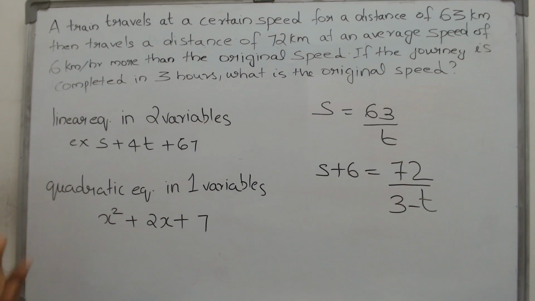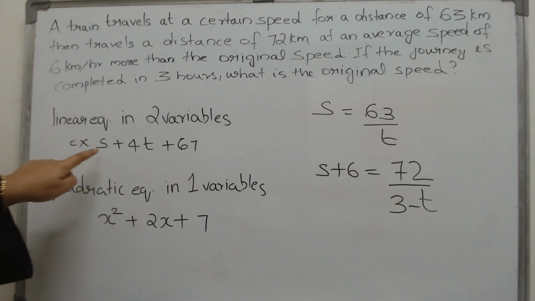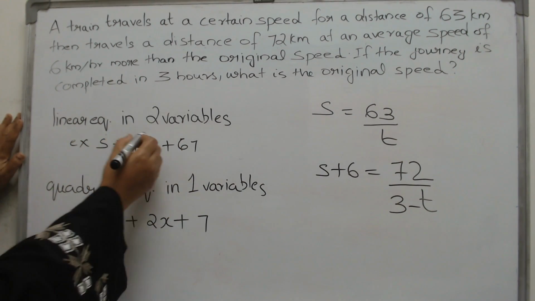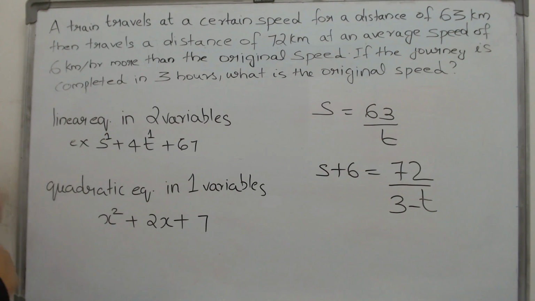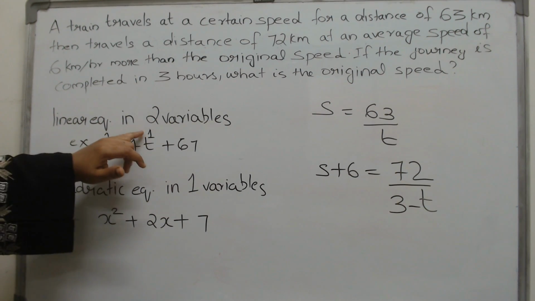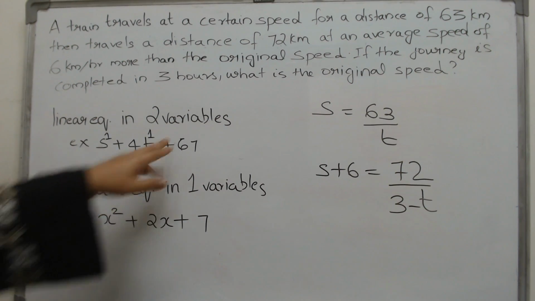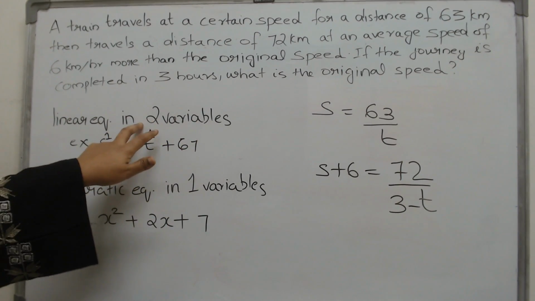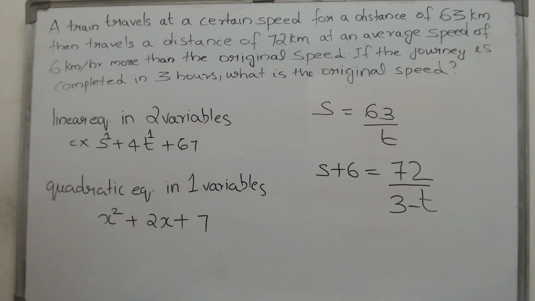I often see students getting confused between these two. Now when you see the word linear, what does that mean? All the variables that you have here, their exponent must be 1. It cannot be greater than 1. It cannot be 2, 3, or it cannot be minus 1 or minus 2. All of their degrees have to be 1. And of course you should have two variables. You have S and T here.